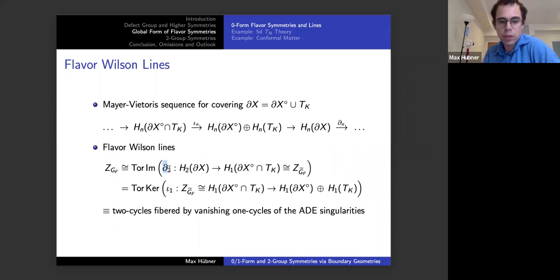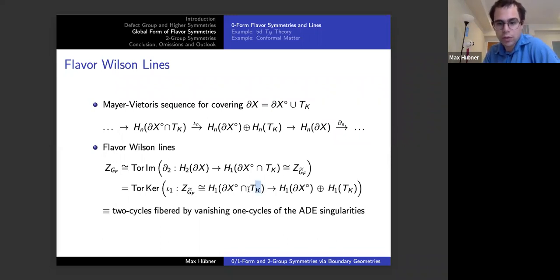So here we're considering the boundary map from two cycles to one cycles. Given a compact two cycle in the boundary, we map it to one cycles, which are associated with the naive flavor center symmetry, so the torsional one cycles of each ADE singularity. And the way we do this is we basically intersect this compact two cycle with these local neighborhoods. And this cuts out cross sections of the two cycle, which then is the image in here.